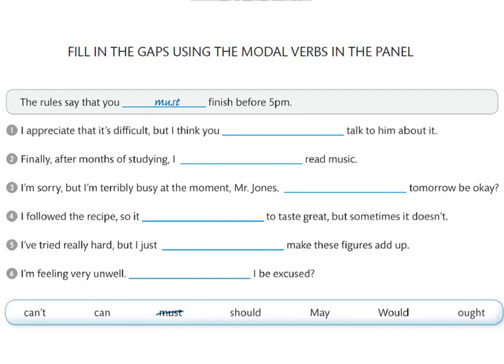Number 1. I appreciate that it's difficult, but I think you should talk to him about it. Number 2. Finally, after months of studying, I can read music.